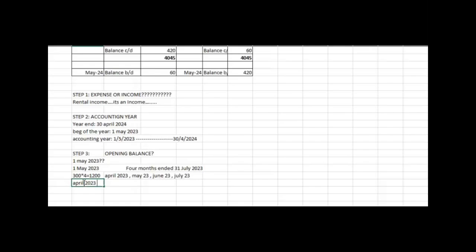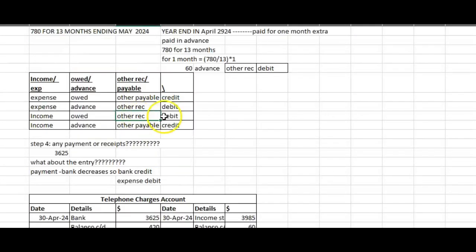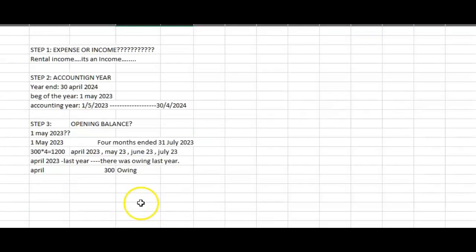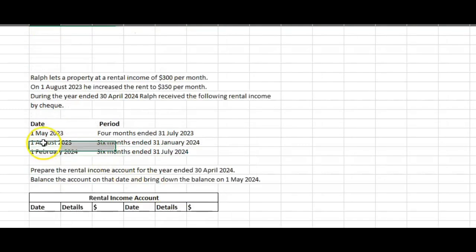paid now? It is because last year, Ralph did not receive for 1 month, and while the year already ended and we moved to the next year, so last year it was the closing balance owing, which is the opening balance this year. 1 month was owing at the end of last year, so this is considered income owed in the beginning of this year. To know whether it's debit or credit, we follow the rules of step 3. As per the rules, income owing is account receivable, so it is debit. We do not have anything more happening on 1st May 2023, so that is the opening balance.